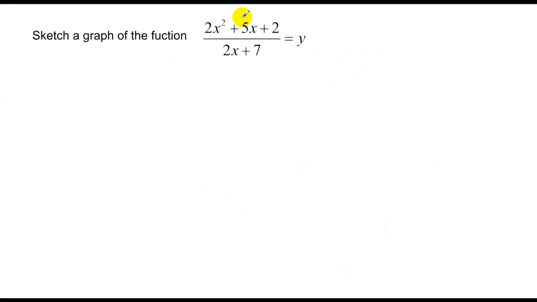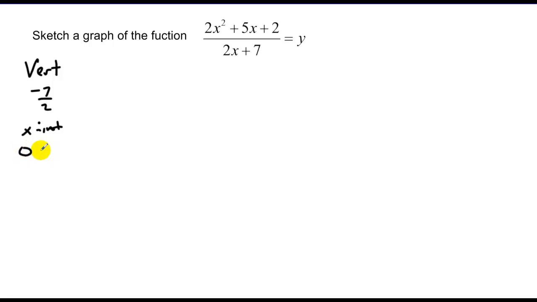So now, once again, we have a situation where the degree on the numerator is 1 more than the degree on the denominator. We're going to have to do our long division again, except this time it looks like we may have to factor the top to get our x-intercepts, which is not a problem. We have a vertical asymptote at negative 7 over 2. We have an x-intercept.